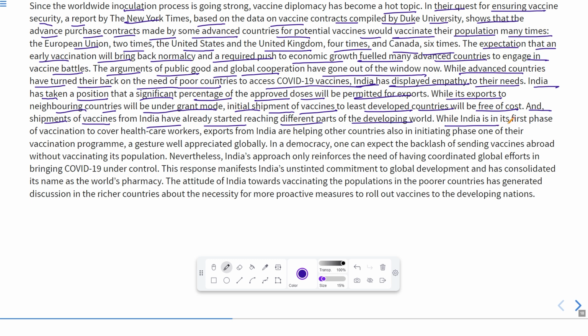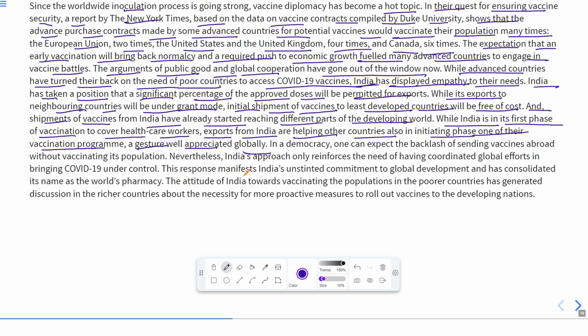While India is in its first phase of vaccination to cover healthcare workers, exports from India are helping other countries also in initiating their vaccination programs. As we know well, vaccination was done in several phases. In the first phase, vaccination was provided to health workers and healthcare workers. And at the same time, as India exported vaccines, vaccination was started in those countries as well, a gesture well appreciated globally. And this act of India was really appreciated globally.